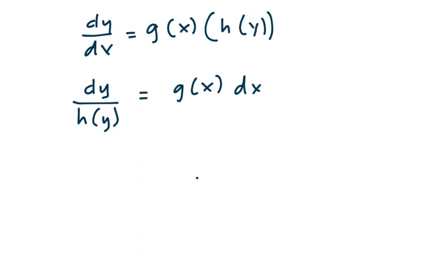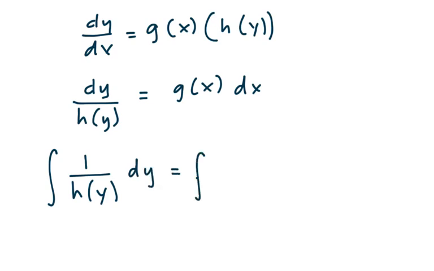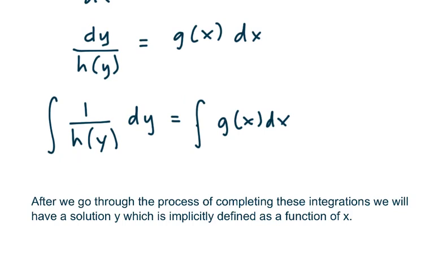And if I spread this out a little bit, I can integrate on both sides, which is a legal operation. The integral of 1 over the function h in terms of y times dy is going to equal the integral of g of x dx. And so now that we have it in this form, we can run through the process, completing the integration on both sides, and we will have a solution which is y implicitly defined as a function in terms of x.